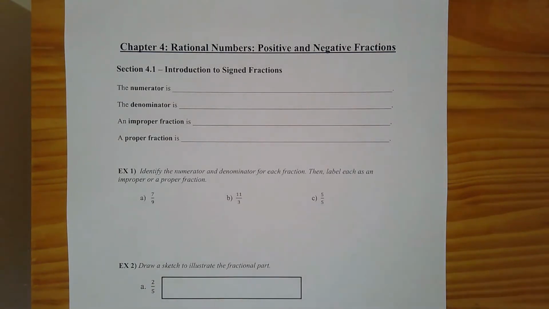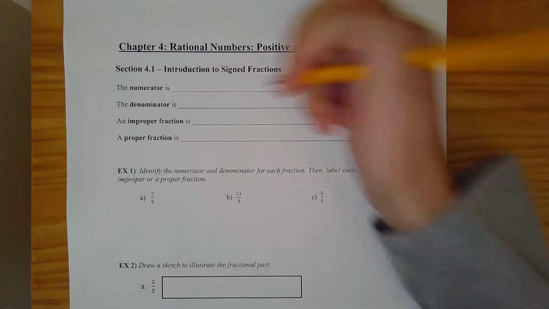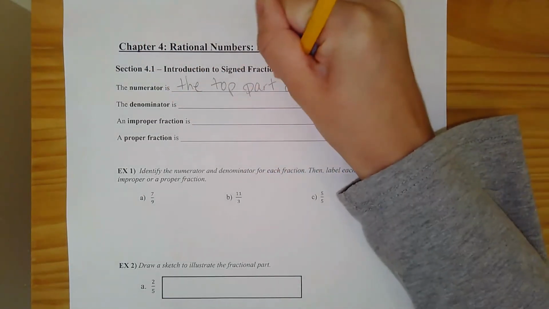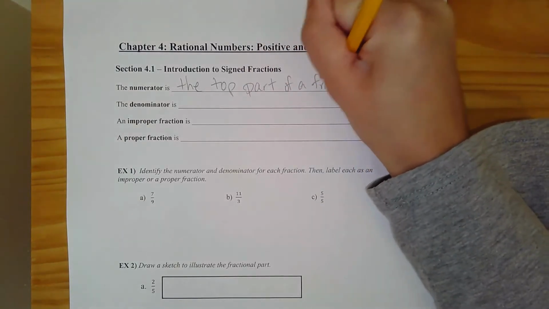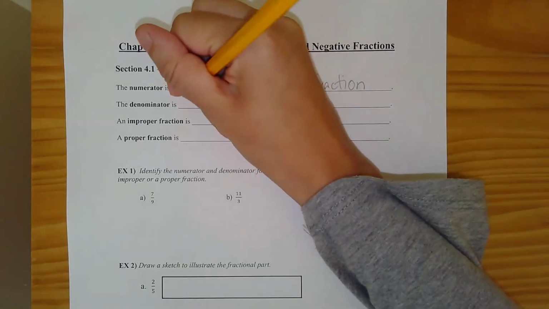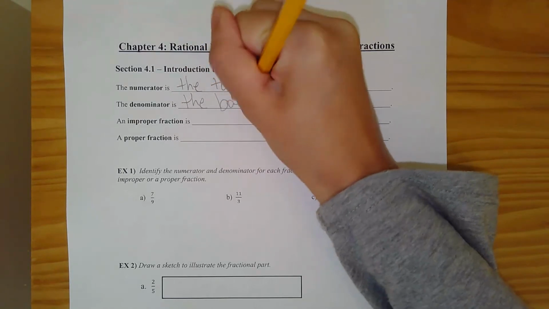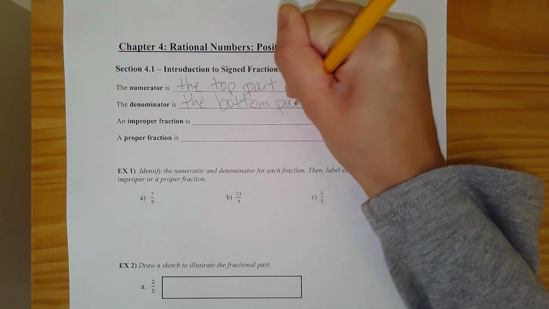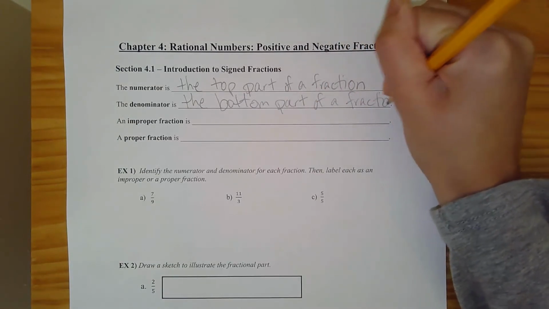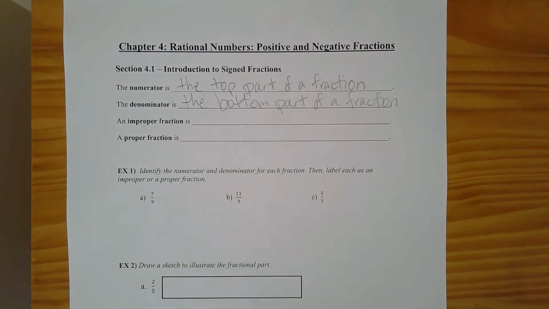So first off, the numerator is the top part of a fraction. And the denominator is the bottom part of a fraction. Okay. Then there's improper fractions versus proper fractions. An improper fraction is a fraction where the numerator is greater than or equal to the denominator.